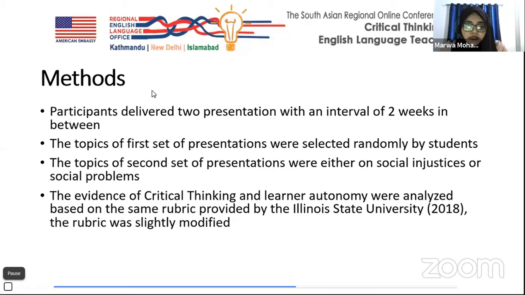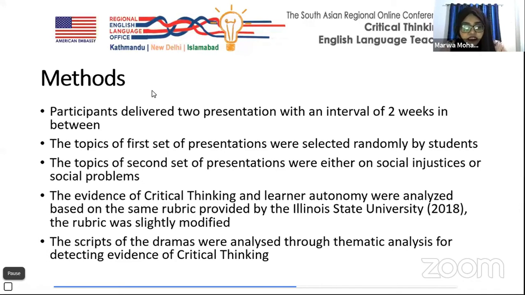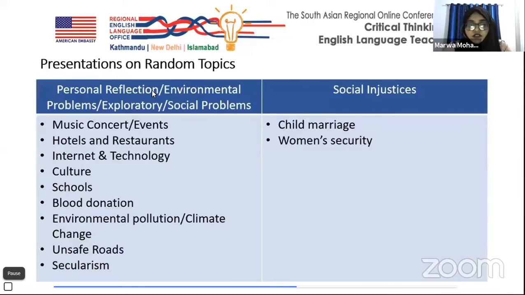The evidence of critical thinking was again analyzed through a rubric, and this time it was the rubric by Illinois State University, slightly modified, of course, to match my context. And the scripts of the dramas were also analyzed through thematic analysis for detecting the evidence of critical thinking.